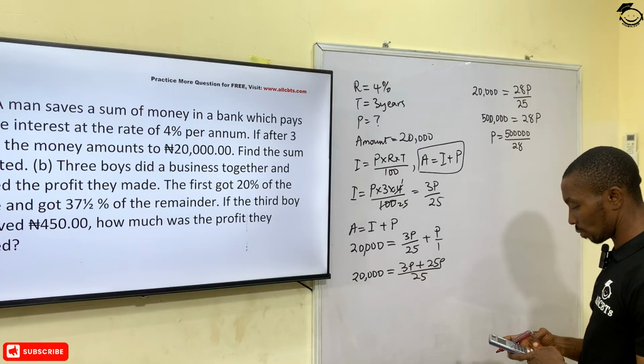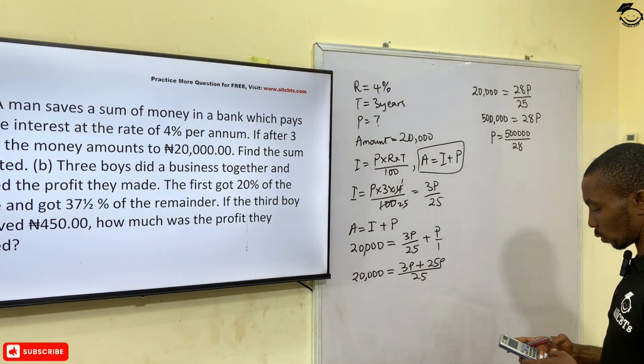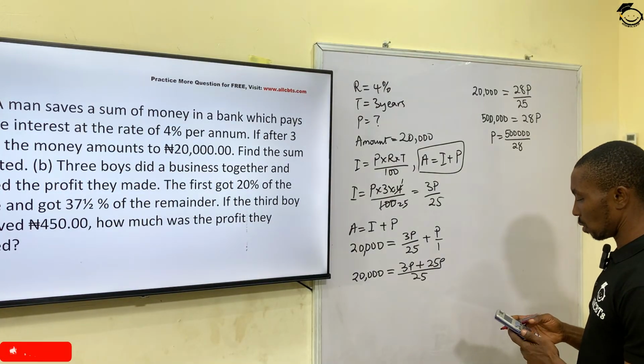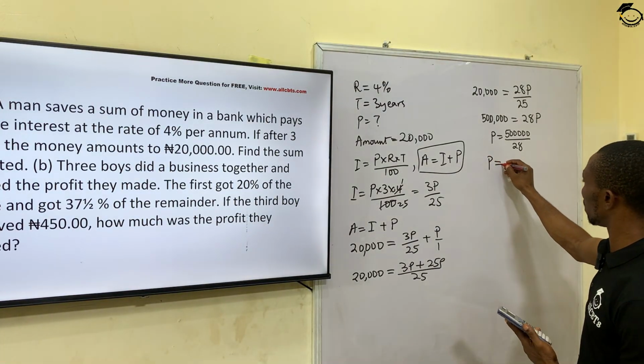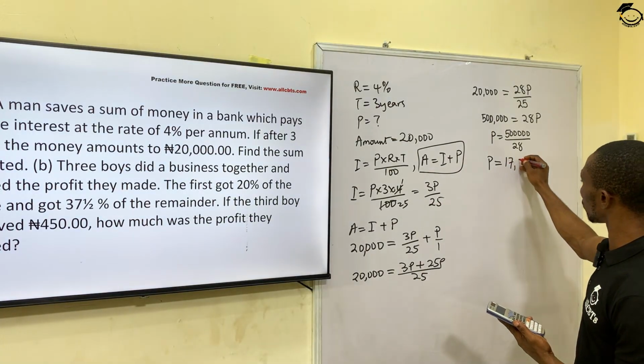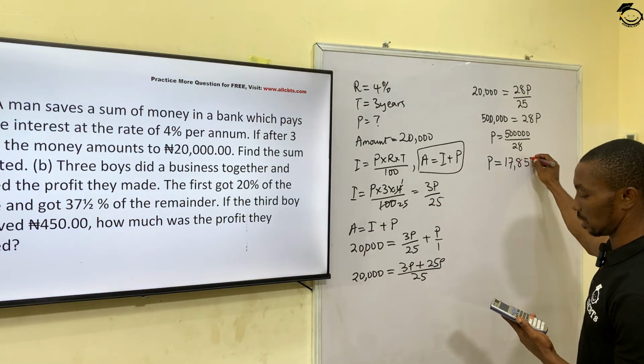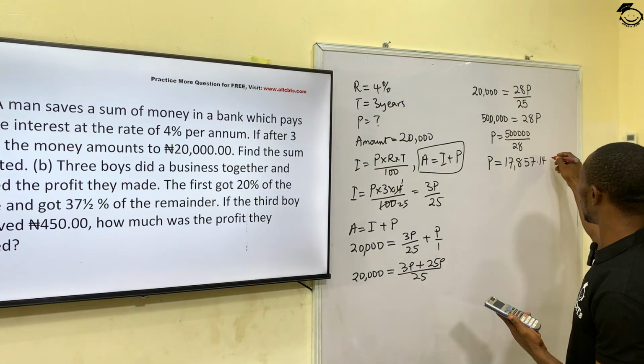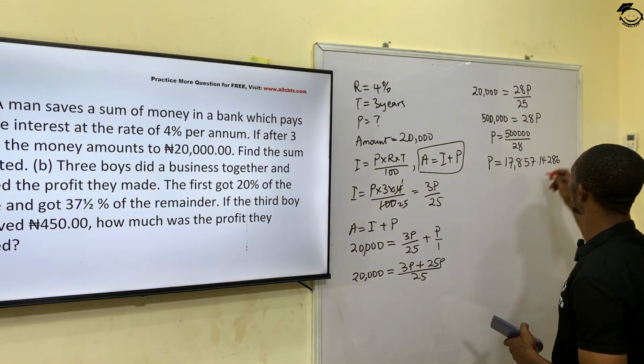So that would be 500,000 divided by 28, which would give us our principal invested as 17,857.14286 naira.